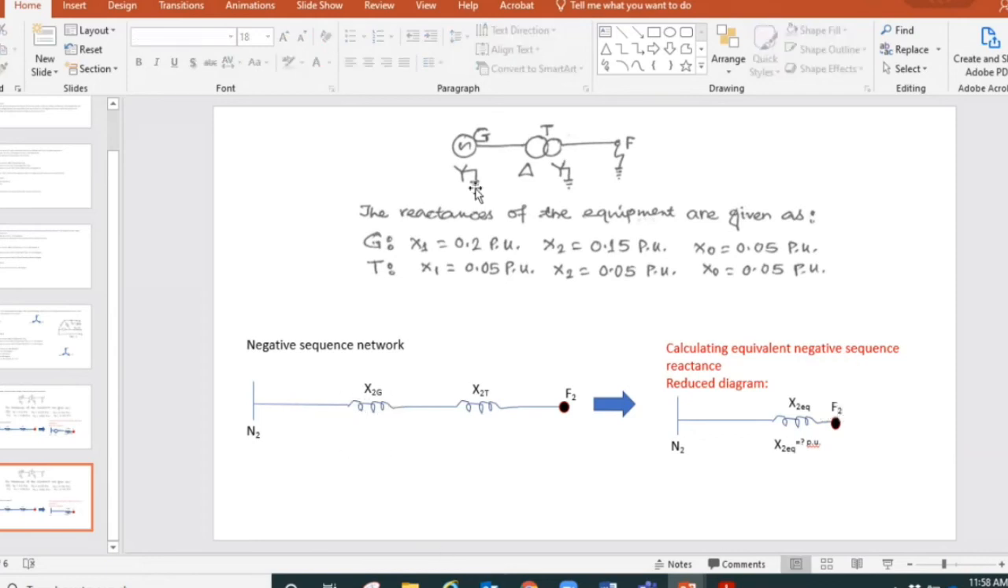So X2G for the generator, X2T for the transformer, and then the fault point F2 starting from the reference bus neutral must be shown as N2. So everything is shown as 2 here, reduced value or equivalent reactance. There is no voltage source for negative sequence, so we must remember that.